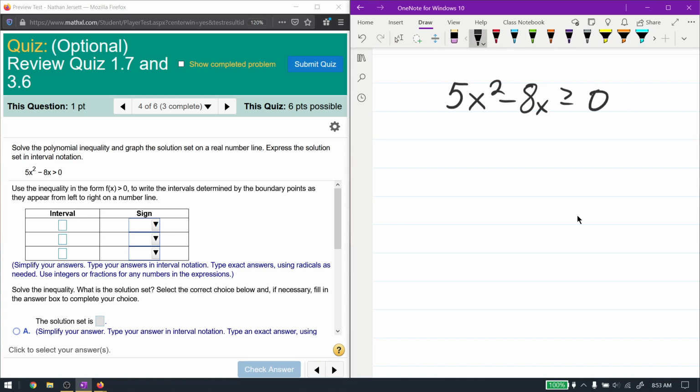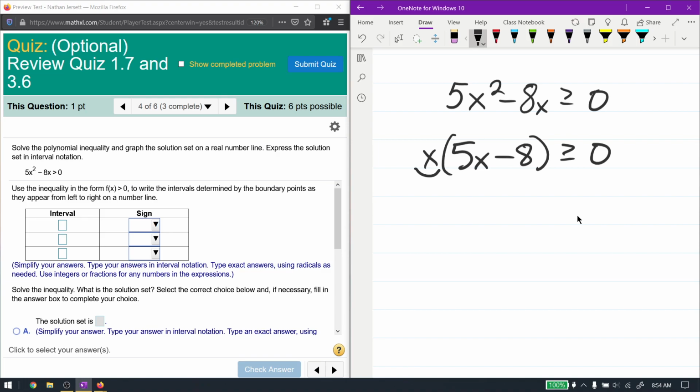And now we can factor the left-hand side. We can take out just an x. Gives me x times 5x minus 8, greater than or equal to 0. And this is completely factored now. There's nothing else I can do. I have two linear terms. So the solutions of this thing, if this was equal to 0, are the same as the boundary points to the inequality.